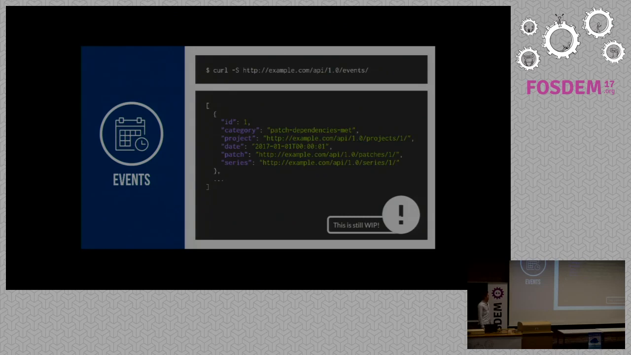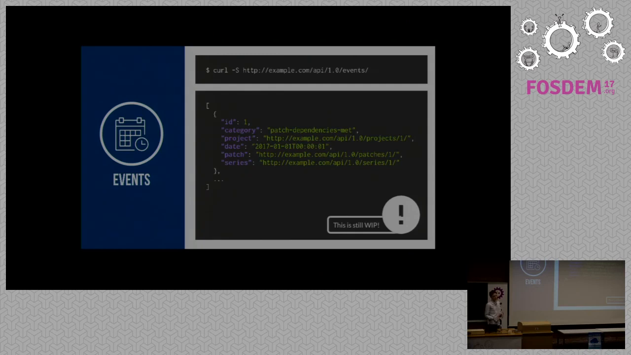The final one, the one that's kept me up late at night for the last couple of weeks, has been events. This is based on actually how GitHub do events in their API. I figured, why reinvent the wheel? Events will keep track of lifecycle events and different elements that Patchwork tracks.